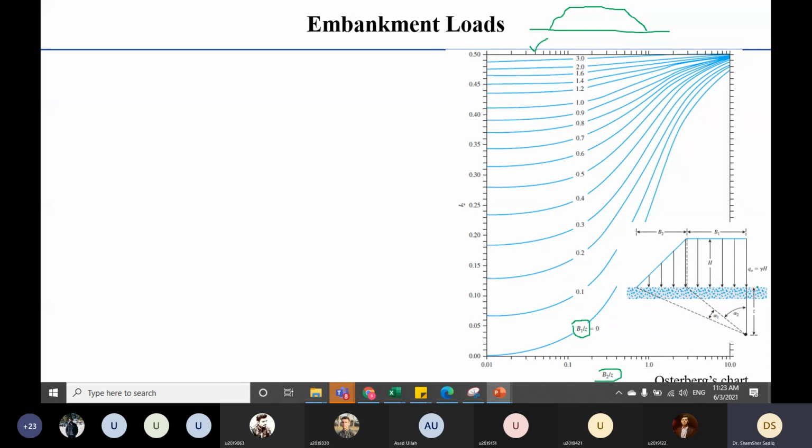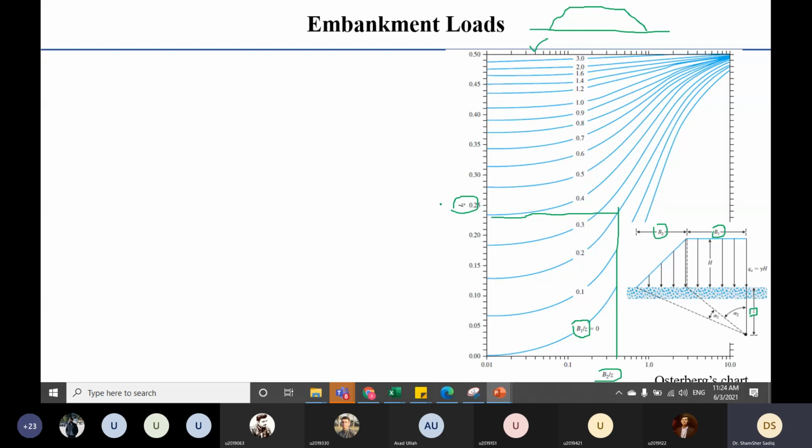Z is the depth at which you are required to calculate the added vertical stress. And B1 is the width of the rectangular portion of your trapezoid. And B2 is the width of the triangular portion of your trapezoid. Okay, so B1/Z, B2/Z you can calculate. If you know B1/Z and B2/Z, suppose if this is your B2/Z, if this is your B1/Z, you will plot like this and you will calculate I2.